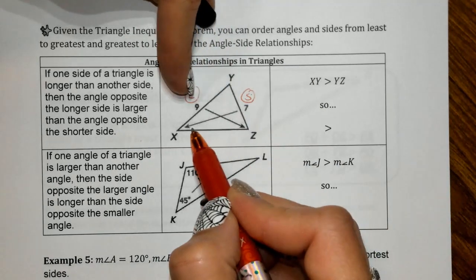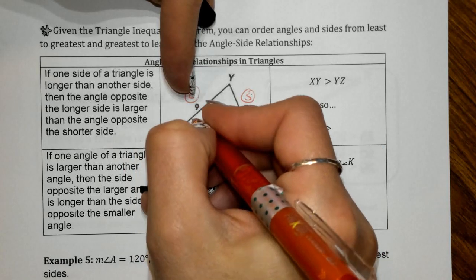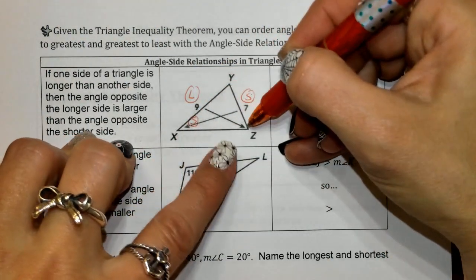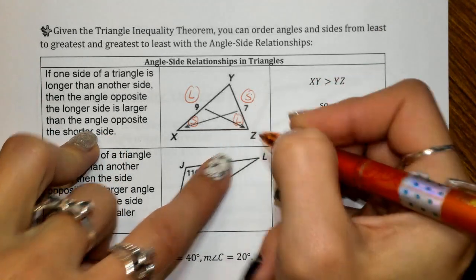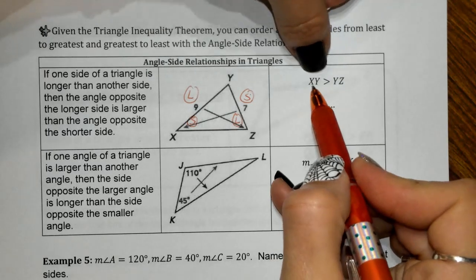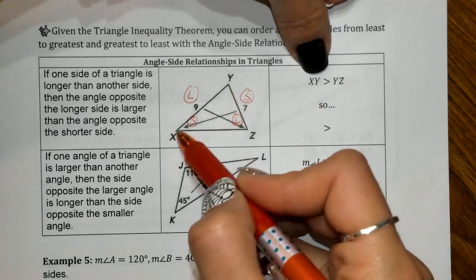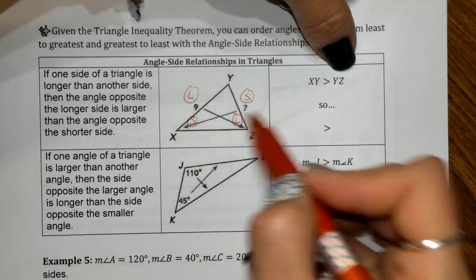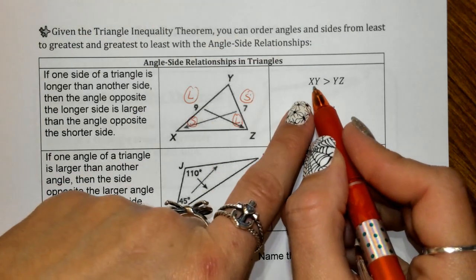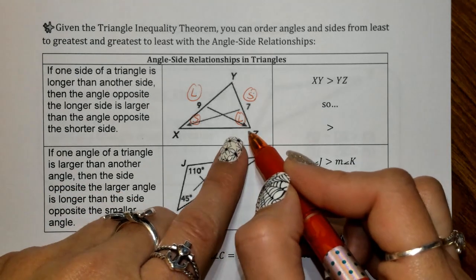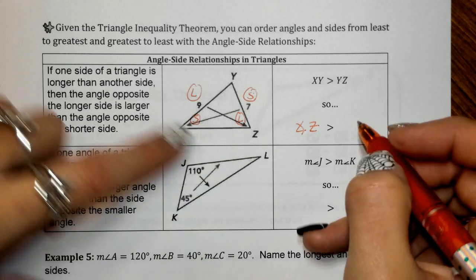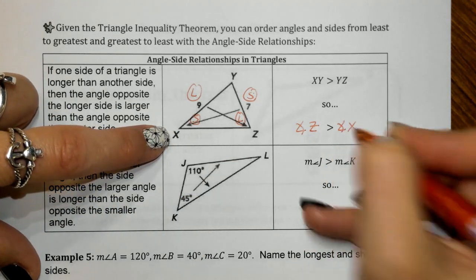Across from the 7, the smaller side is your smaller angle. Across from the larger side is going to be your larger angle. So you can compare these two and know which angle is bigger and which angle is smaller. So here, if XY is larger, greater than YZ, which it is, we can determine that the angle across from XY, angle Z, is going to be larger, greater than angle X.